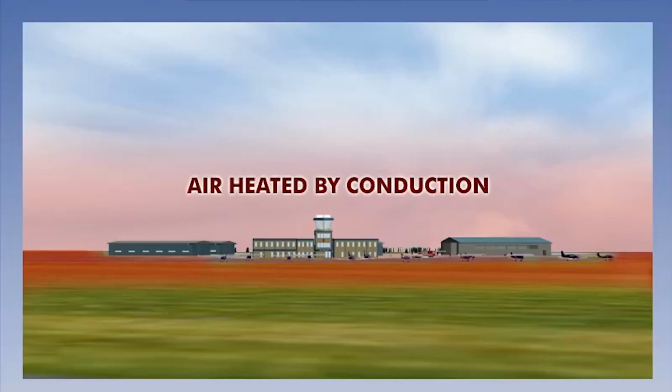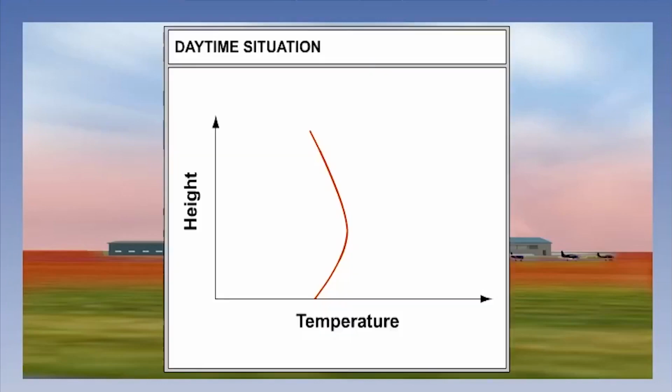Notice the lowest layers, which are in direct contact with the Earth, are the warmest. If we look at a typical situation just after sunrise, this is how the temperature profile may look. Throughout the day, as the Earth's surface heats up, it warms the air in contact with it. Only the lowest layers of the atmosphere respond to this heating by conduction.